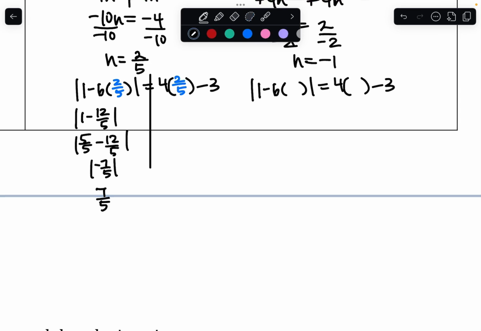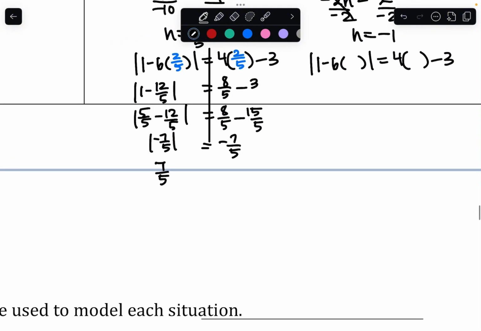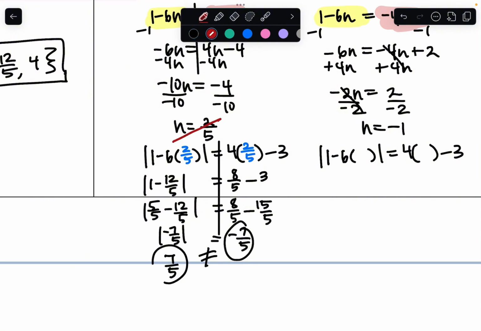Okay, on the right hand side, we get 8/5 minus 3, which is 8/5 minus 15/5, sorry, which is -7/5, and there's no absolute value here. And so now we end up with 7/5 and -7/5. Those are not equal. And so 2/5 is an extraneous solution. And you will need to be able to identify extraneous solutions.